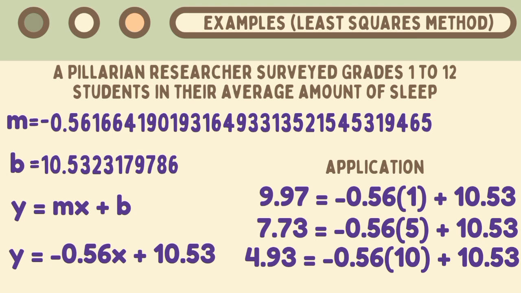So for our final application, we have grade 10 students as our x value. If we simplify that, we will get an answer of 4.93 hours, which concludes that the grade 10 students have an average time of sleep of 7.93 hours.